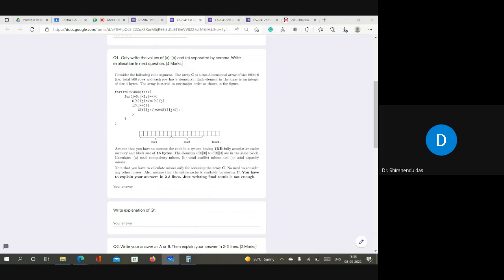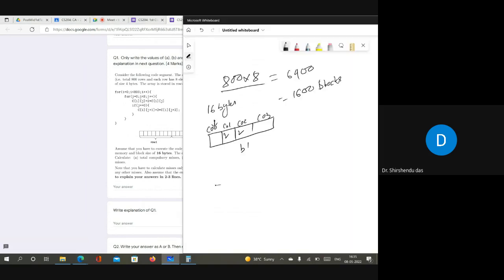Then the next is total conflict misses. It is 0, because it is a fully associative cache. And then the third one is capacity miss. What you should understand by capacity miss is when your cache is full. Suppose this is my entire cache, and it is full now. If I want to fetch a new block, I first have to select one block and remove it, and in its place put the new block. This is called a capacity miss.